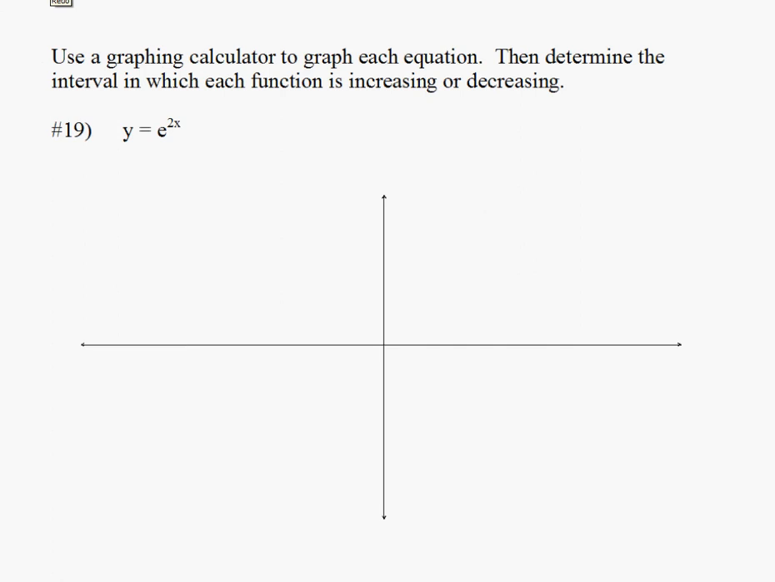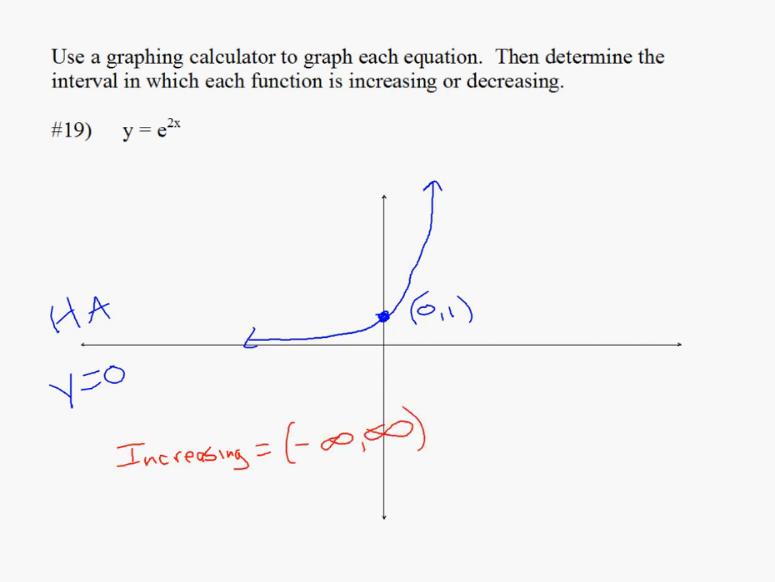Number 19 says use a calculator. I didn't. It's the same as the parent, has a horizontal asymptote at y equals 0, crosses the y-axis at 1. There's no shading involved. When is it increasing? Well, it's always increasing. As you go left to right, it goes up. That's what it means to be increasing. When is it going up as you go left to right? So it's from negative infinity to infinity. When is it decreasing? It's decreasing never, because it's never going down.